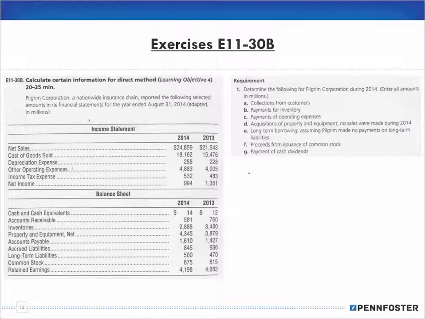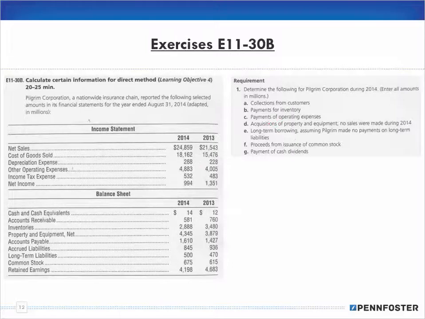Okay, and this exercise is valuable because we're calculating certain information for the direct method. You can't just look at your financial statements and take the figures from 2014. When you're thinking about your statement of cash flows, you have a beginning balance and an ending balance. We're looking at the difference between the two, but we have to look at each individual activity and make the determination as to the effects on cash for that activity. So I have payments of operating expenses.